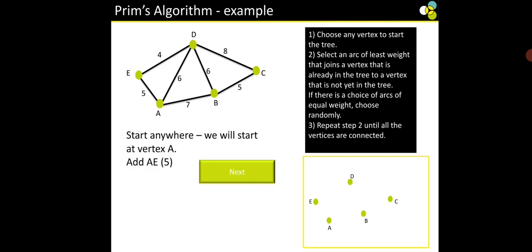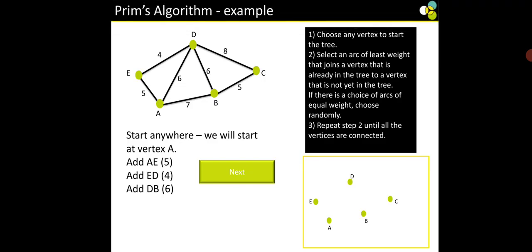Then first of all we have to start with A. A to E we will be having 5. Next E to D we will be having 4. Next D to B. Here, instead of edges, we are just considering the vertices. That is what Prim's algorithm is.